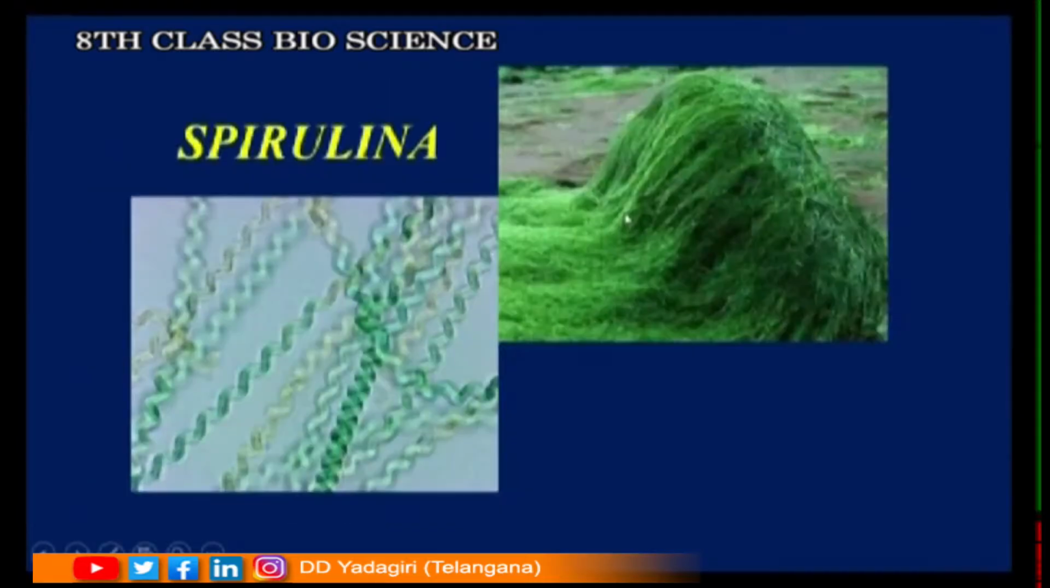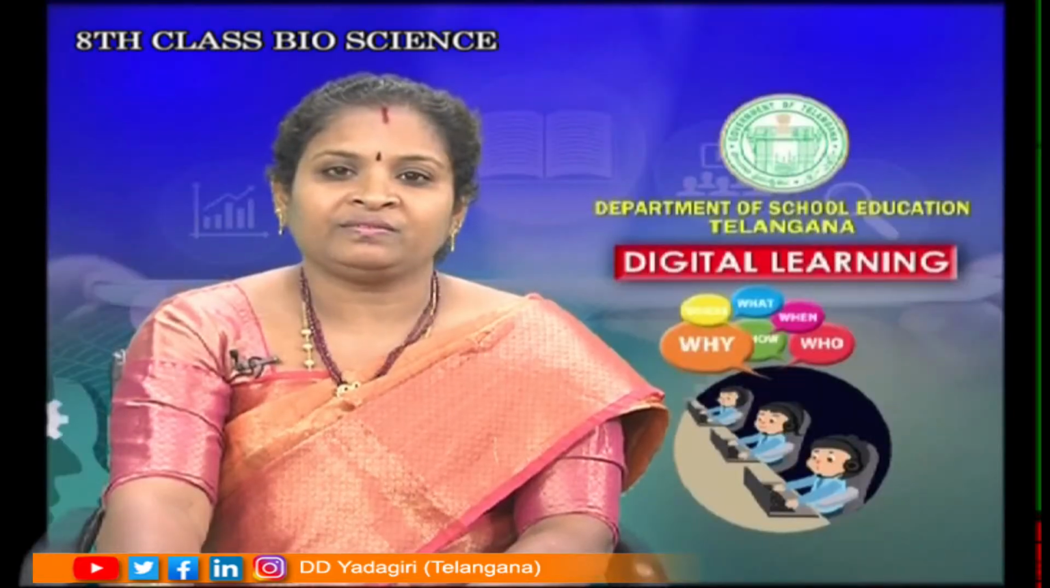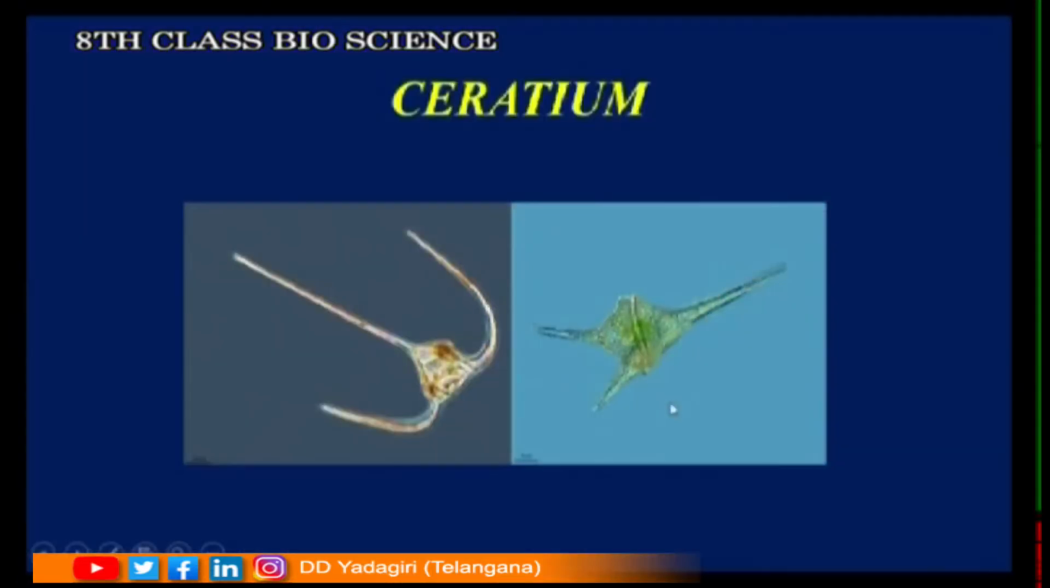The next type of algae is Spirulina. This Spirulina is also found near water bodies. When seen under the microscope, it looks like filaments. This is the way we can observe it under the microscope. These are the different images of Spirulina.